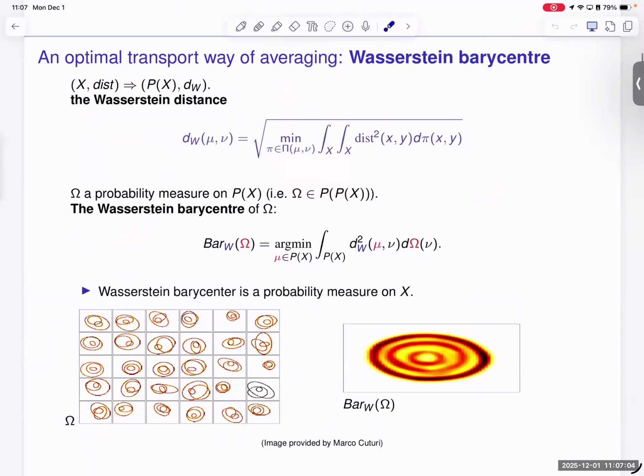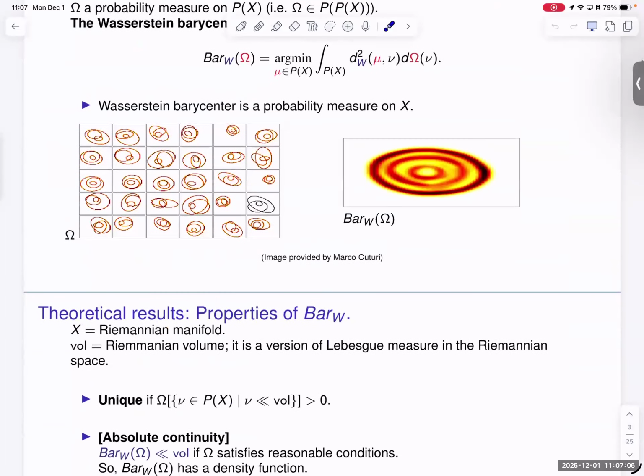All right. So existence is due to compactness of P(X) when X is compact.